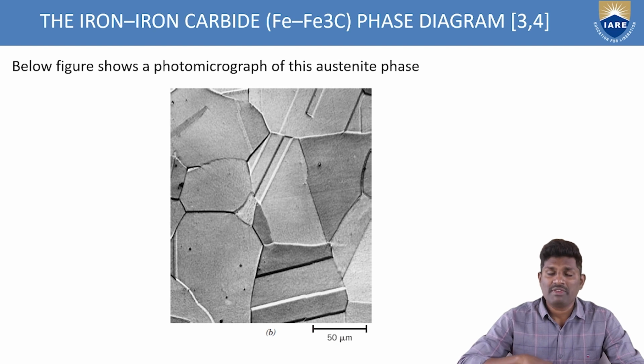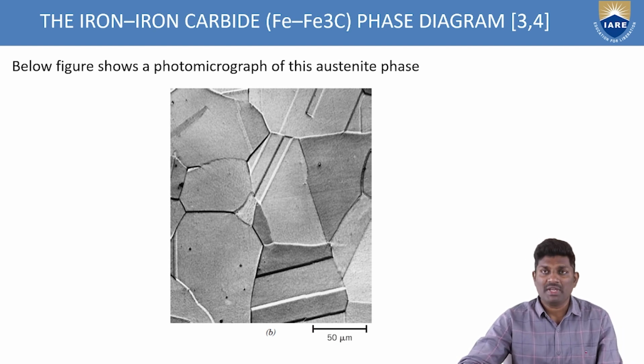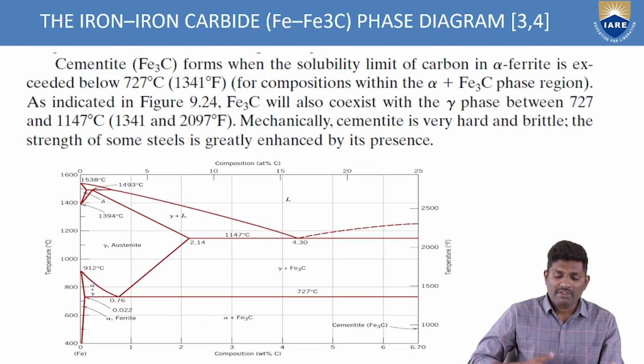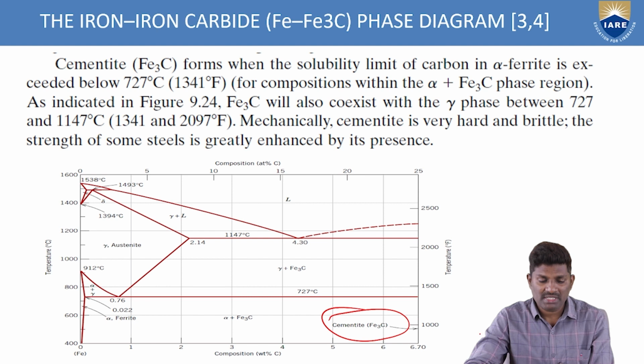So this is the austenite phase that we have seen. In the previous case we saw the alpha phase, and this is the austenite phase. So that is the FCC and BCC structures. And the third one is cementite, Fe3C, the cementite.